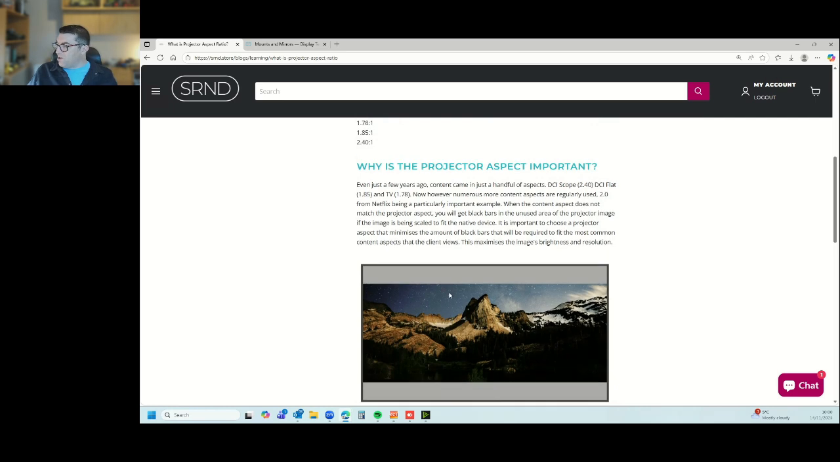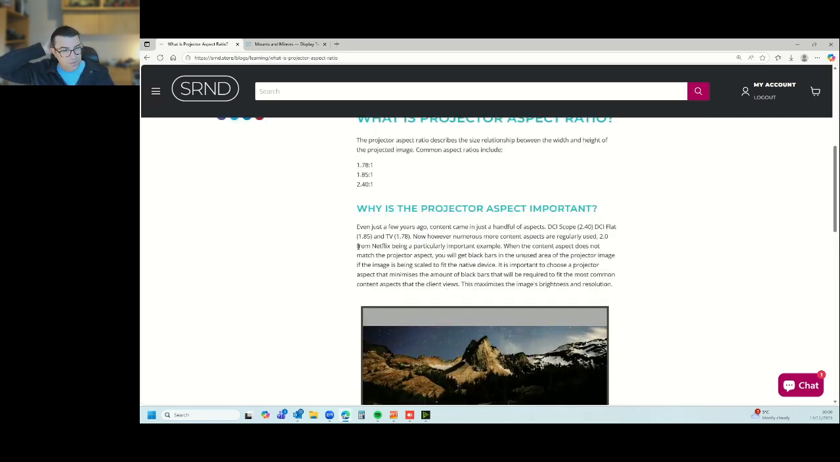So that's projector aspect ratio. Any questions on that one? I spouted my controversial views there. No, we're all good on that.